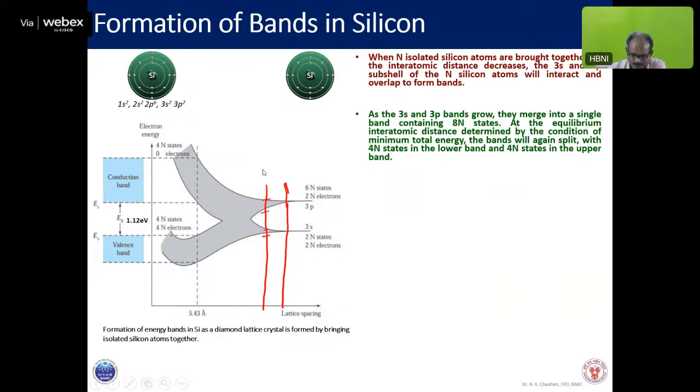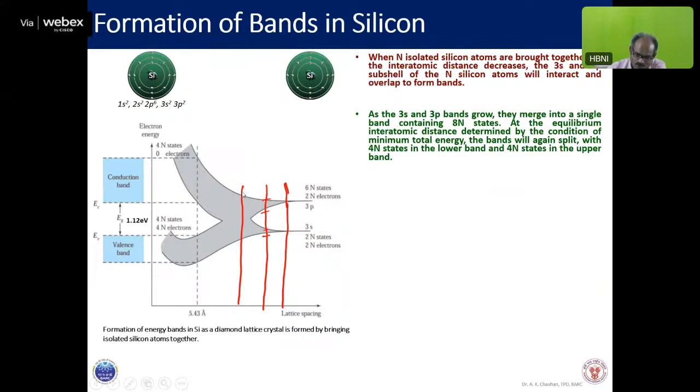Now I can see there are still the 3p electrons, they are separated, and the 3s levels are still separated, there is a gap. But when I come to this point, all the 3p and 3s orbitals have merged into each other. Now these have merged, but how many states does it have? The states will always be there. Here it will be 6n states plus 2n states. So there will be 8n states here.